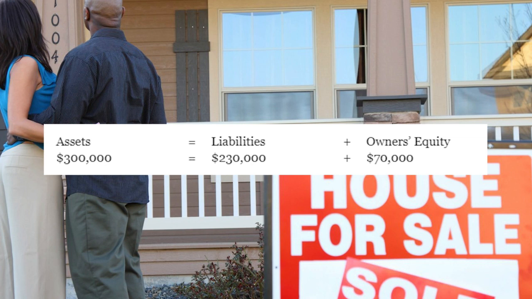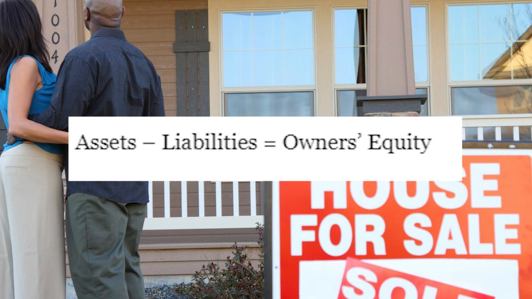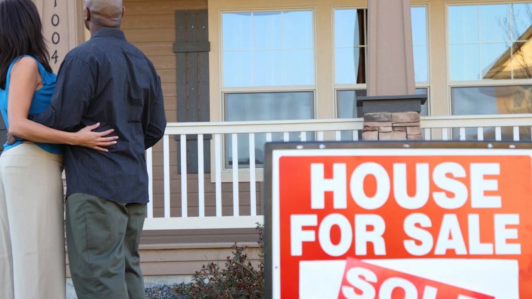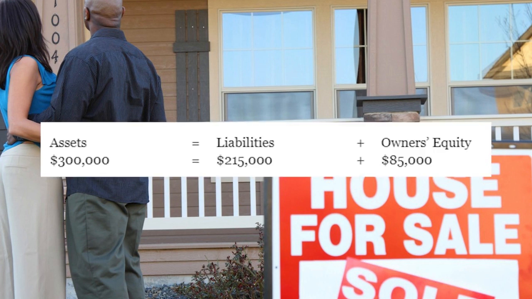So while the accounting equation is conventionally written as assets equal liabilities plus owner's equity, it might be easier to think of it this way: assets minus liabilities equals owner's equity. If one year later Lisa had paid off $15,000 on her mortgage, her accounting equation would now appear like this. Because her liabilities have gone down by $15,000, her assets have not changed. Her owner's equity has, by default, increased by $15,000.